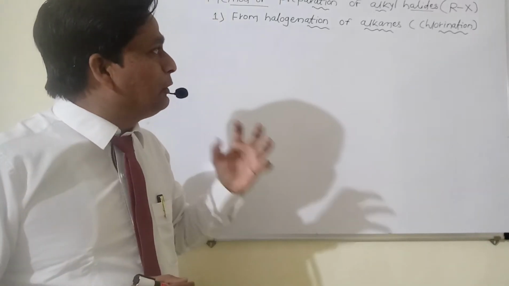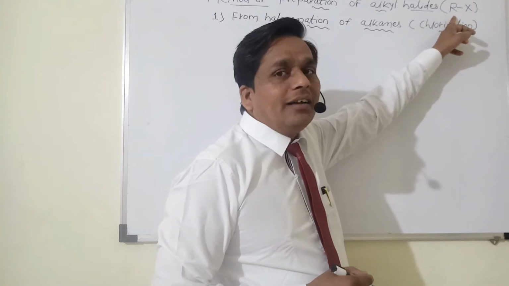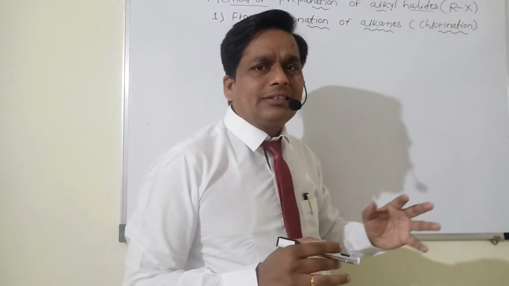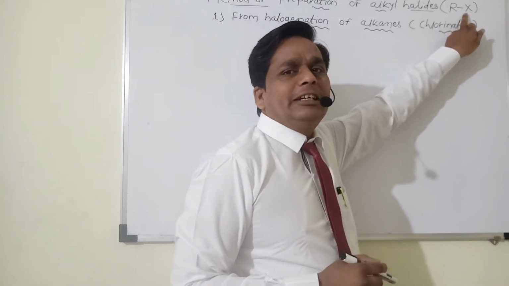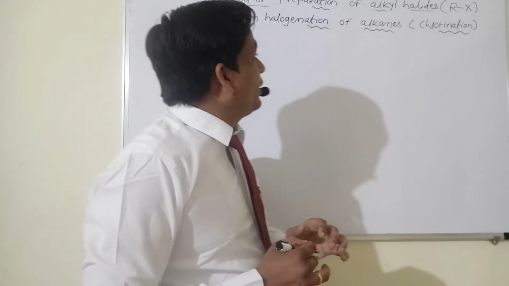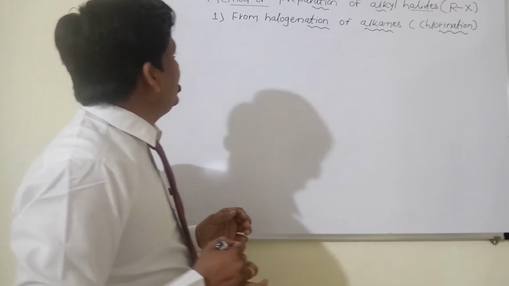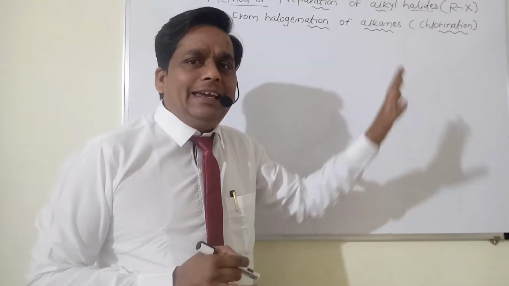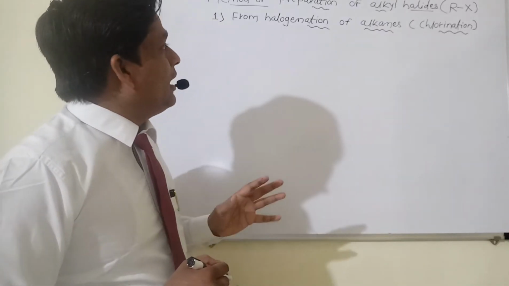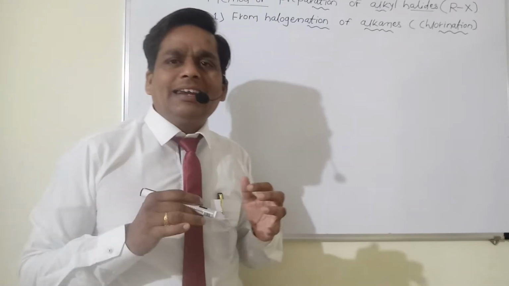You know the alkyl groups we can represent by capital R, and halide means halogens like chlorine, bromine, iodine and fluorine. They can be represented by capital X. So we have to prepare the alkyl halides. In that we see the first method, from halogenation of alkane. By using alkane on halogenation we can prepare the alkyl halides.